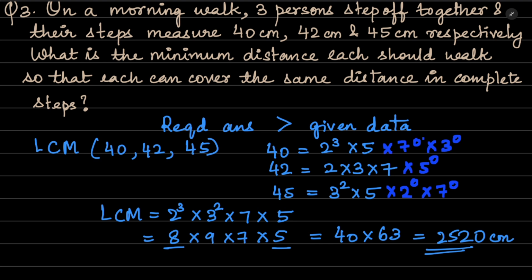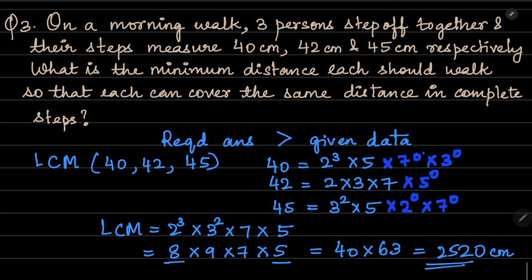Why? Because the given data is in centimeter. Right? The given data is in centimeter, so the answer is also in the same unit. The minimum distance that each of them should cover, such that all the three are covering the same distance in complete steps, is 2520 centimeter.